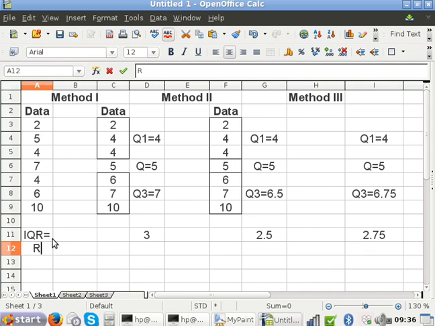And by the way, what would the range be? For the first one here, what would it be? 10 minus 2. And in fact here it's also 10 minus 2, and here it's also 10 minus 2. So you have the interquartile range and the range.